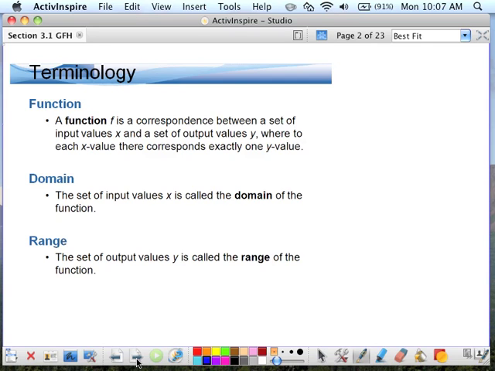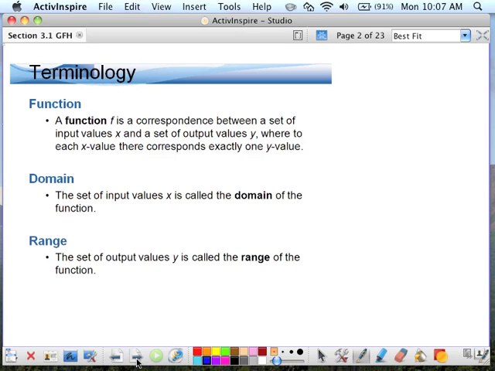A function is a correspondence between a set of input values, called the x's, and a set of output values, called the y's, where to each x value, there corresponds exactly one y value. You may have memorized this a different way. You probably learned that a function is a relation where the x's do not repeat. That just means that you can't have two different points like (2, 5) and (2, 7), because then it wouldn't pass the vertical line test. So also remember that a function has to pass the vertical line test.